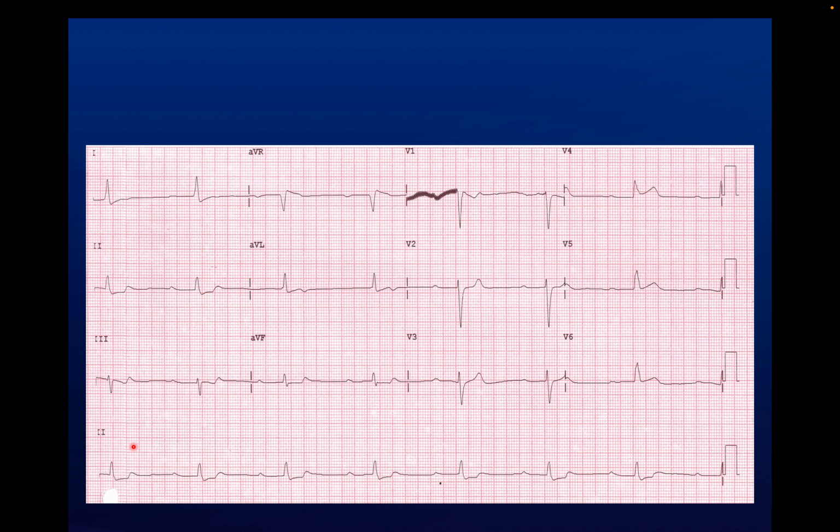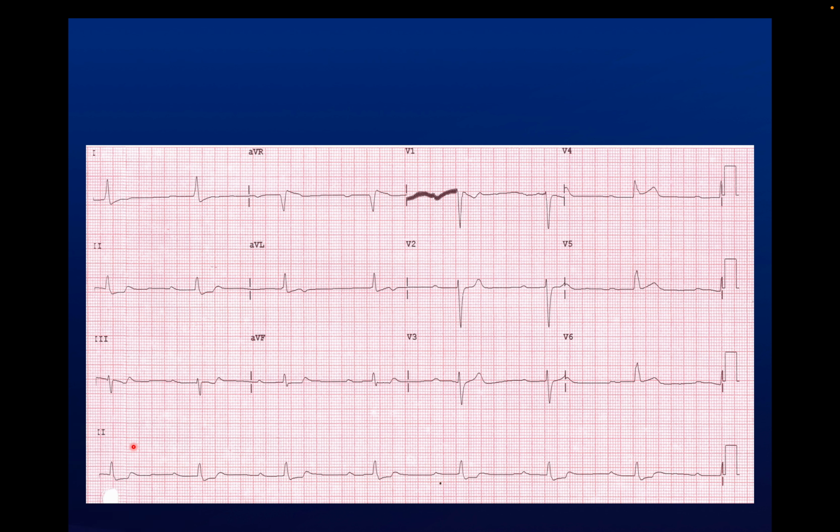Physical examination is normal. Echo has an ejection fraction of 45% with regional wall motion abnormality in the territory of the left anterior descending artery. Now take a look at this ECG. Here the QRS is narrow. Again, you can see grouped beatings, just like the previous ECG.